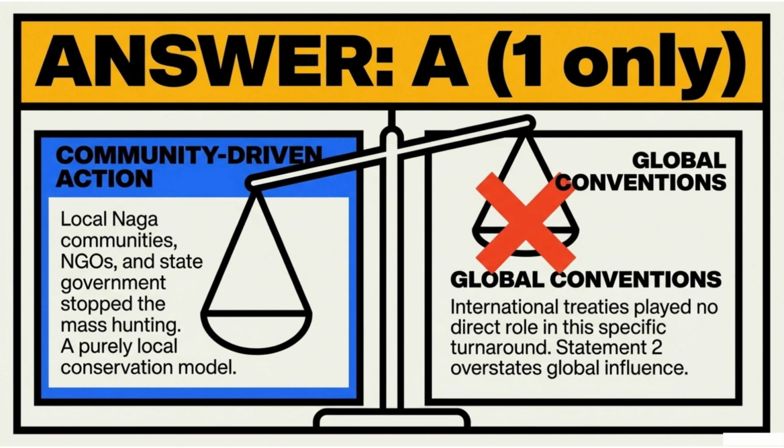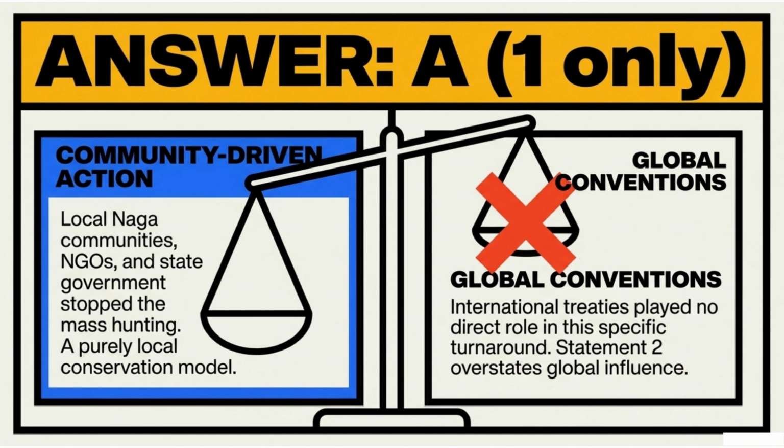Statement 1 is correct, and this is one of the most inspiring conservation stories from Northeast India. In 2012, mass hunting of Amur falcons at Doyang Lake in Wokha district, Nagaland was discovered.